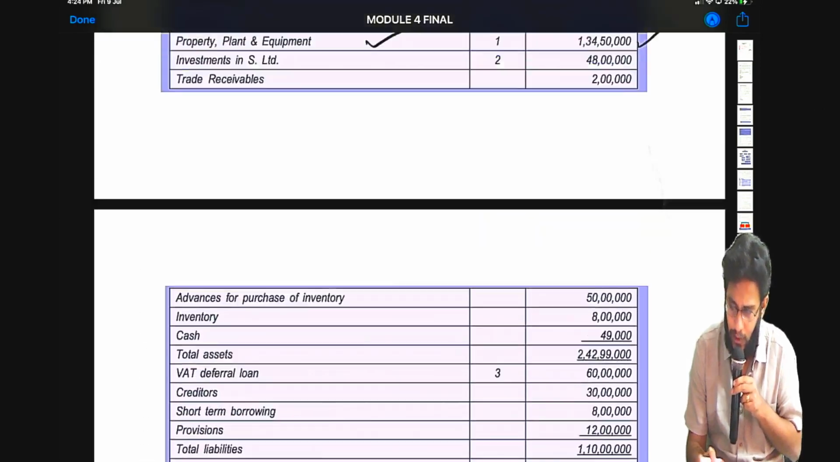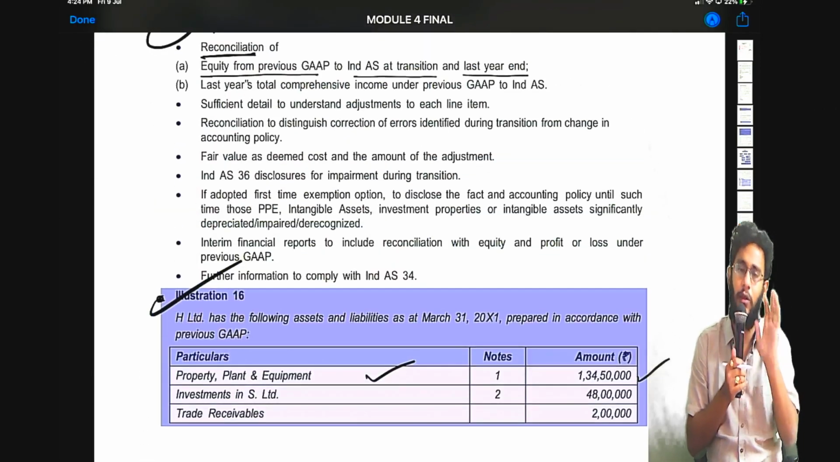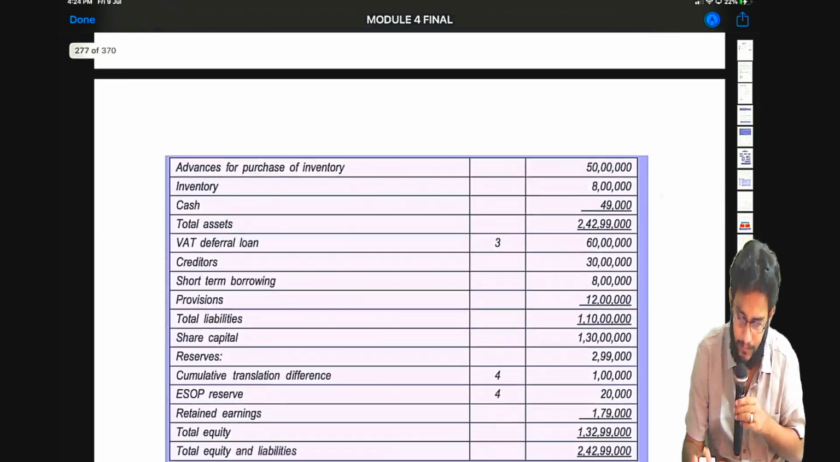So overall summary, sir, in respect of this 134,50,000, what you got to do? Nothing you have to do. A 4,50,000 amount you separate and call it as investment property. Rest of it is PPE. There is no adjustment required.